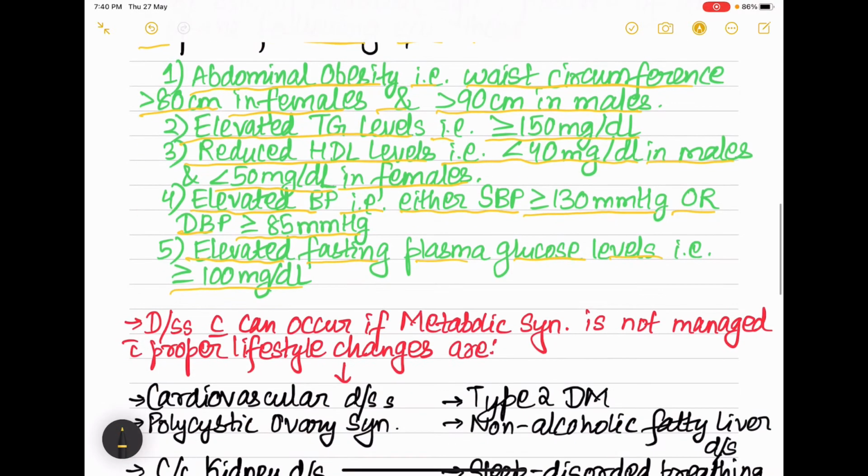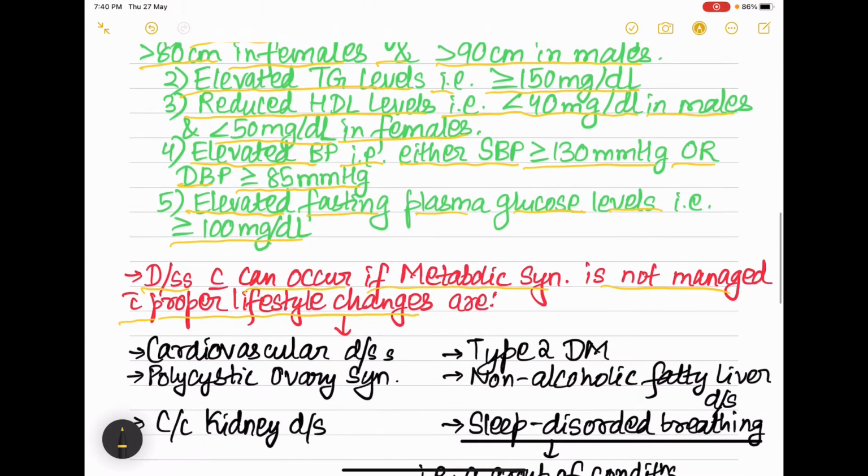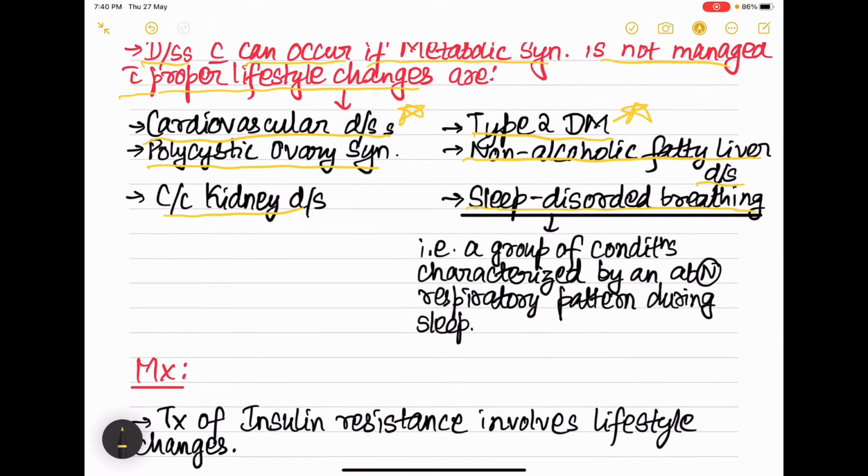Now coming to the diseases which can occur if metabolic syndrome is not managed properly with proper lifestyle changes. So these are, as you know already, cardiovascular diseases and type 2 diabetes mellitus. These are the most important. Apart from that, we can also have polycystic ovary syndrome, non-alcoholic fatty liver disease, chronic kidney disease, and sleep disorder breathing. So what is sleep disorder breathing? It is basically a group of conditions which is characterized by an abnormal respiratory pattern during sleep. So these are the diseases which can occur if we are not properly managing metabolic syndrome with the lifestyle changes and the drugs.